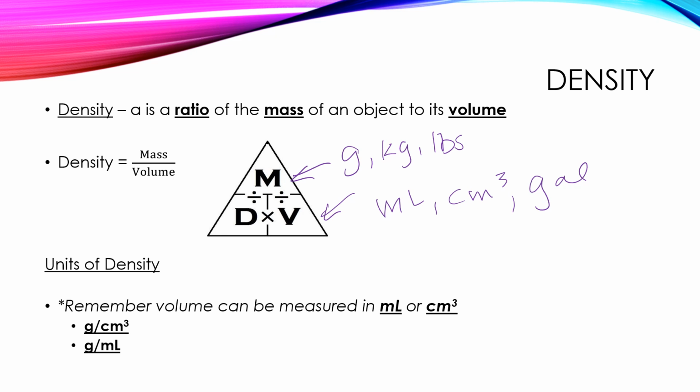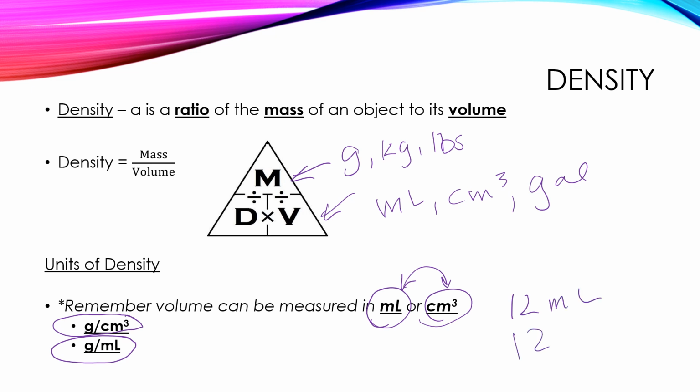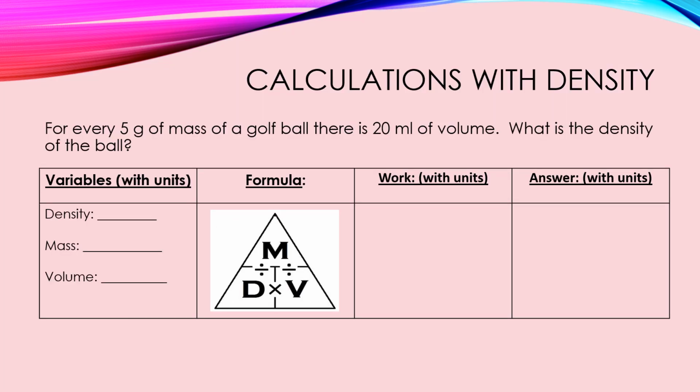Typically in this class, we're going to use grams per cubic centimeter or grams per milliliter. And that means we are going to take milliliters or cubic centimeters. And I just want you to understand that these two things are the same as each other. There are labs that can prove this, but if I say 12 milliliters, it is the same thing as saying 12 cubic centimeters. So let's try to do one of these calculations.